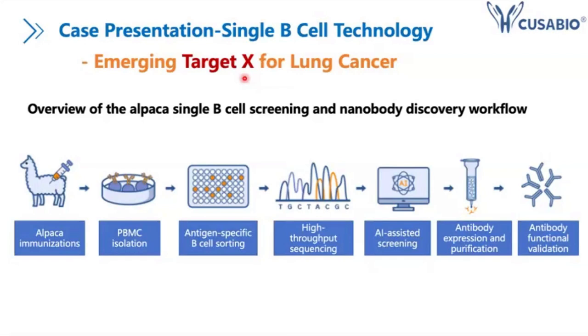Target X is an emergent target that has shown very good results for lung cancer in these two years. And here is the overview of the alpaca single B cell screening process. We do the immunization, then collect blood samples, then use FACS to screen the antigen-specific B cells. With high-throughput sequencing and AI power, we are able to get good candidates to perform the recombinant expression and purification. The last step is the validation.